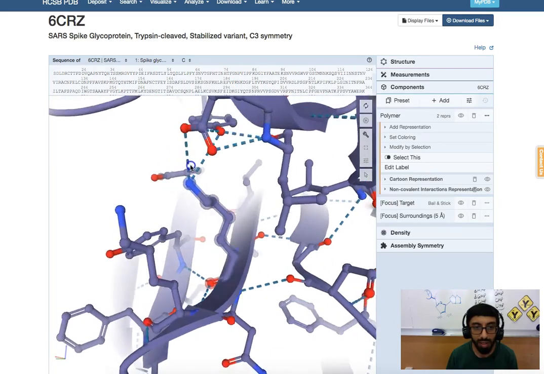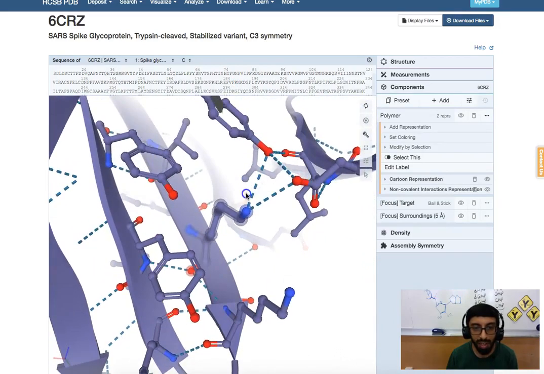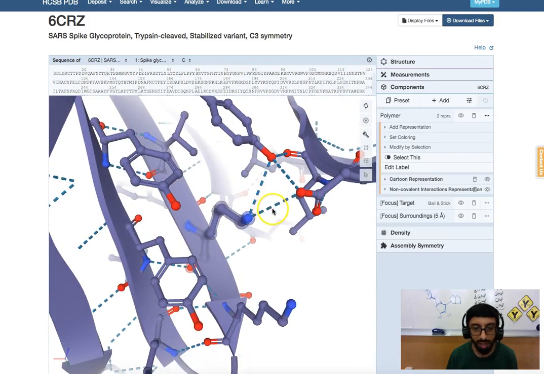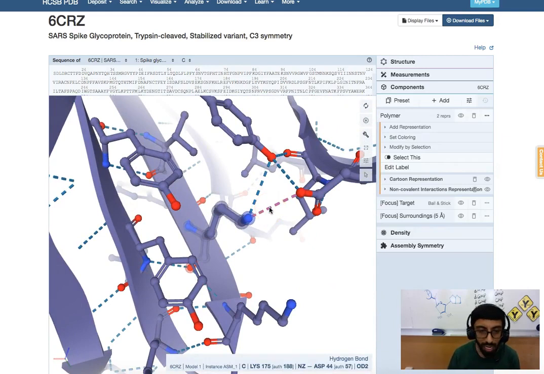Oh, yeah, there's an ionic bond. It's not going to be labeled an ionic bond, unfortunately. That's kind of annoying. So ionic bonds are not labeled as such on this, because the strength of the bond is not truly like a salt bond. It's a little bit different.